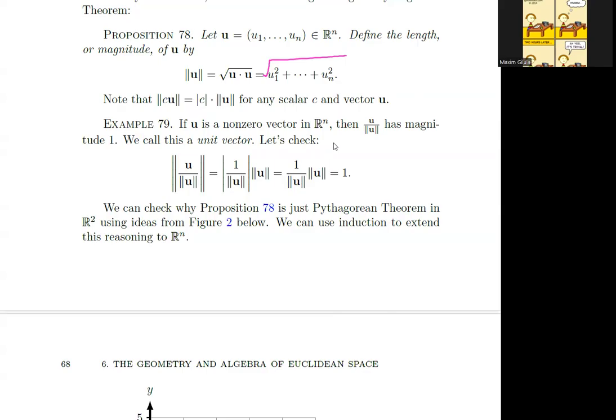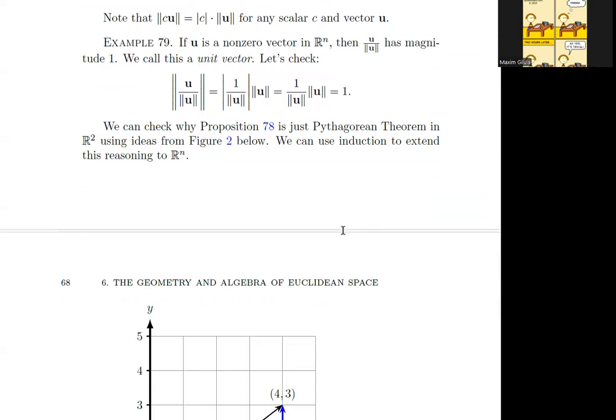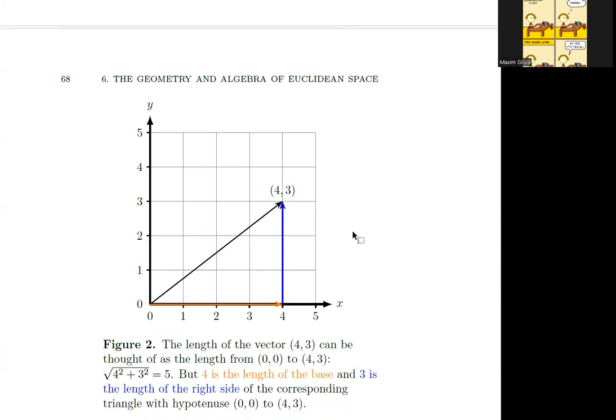And if U is a non-zero vector, then U divided by magnitude U, which is the same thing as just the scalar, this one times the vector U, has magnitude 1. You can check that using algebra. This is called a unit vector, and this is very important in general. And we could check why this is just Pythagorean theorem using these ideas.